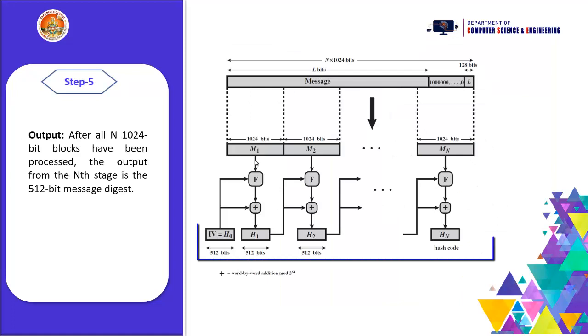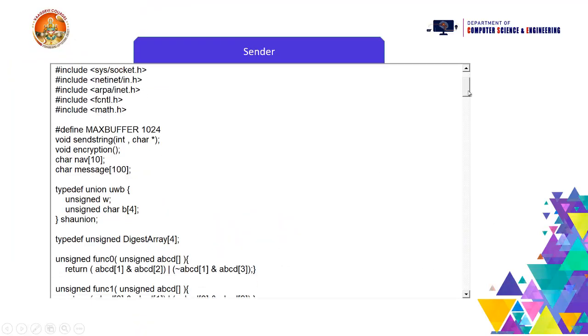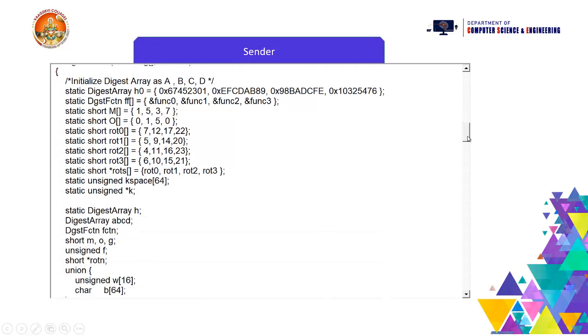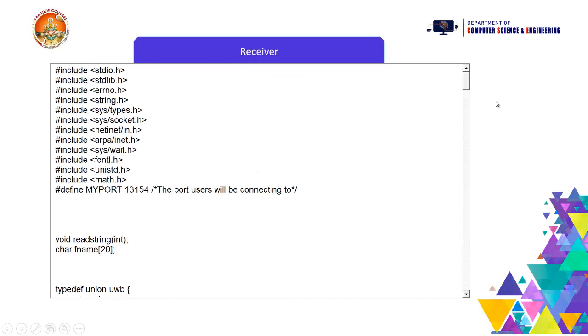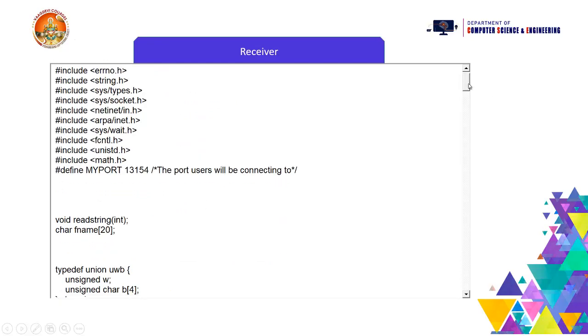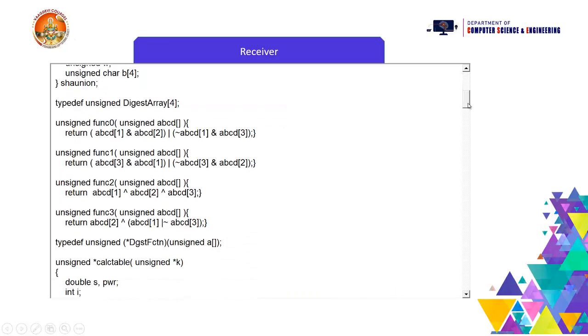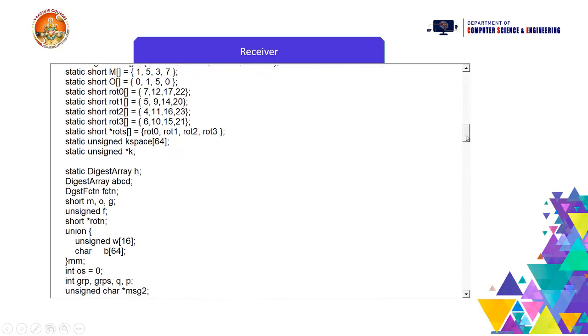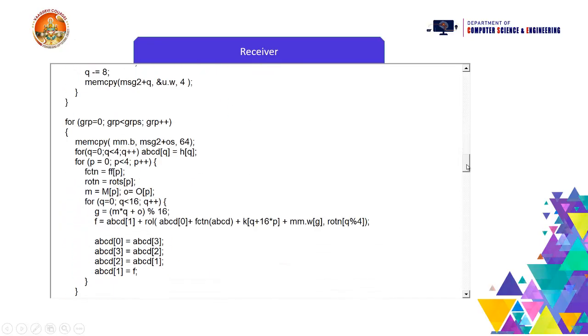Step 5. Output. After all n 1024-bit blocks have been processed, the output from the nth stage is the 512-bit message digest. It will produce a 512-bit message digest. This is the sender program. Sender will create a message and calculate hash for that message by using secure hash algorithm. Add that hash to the message, and message along with the hash is forwarded to receiver. Receiver receives the message along with the hash code. Receiver takes the message and calculates the hash for the message. Compare the two hashes, generated hash and received hash. If the two hashes are the same, then receiver identifies there is no modification in message. If the two hashes are different, receiver identifies there is some modification in message.